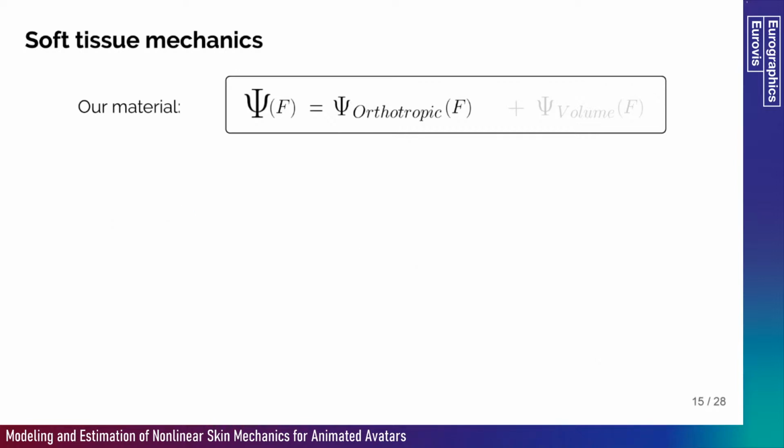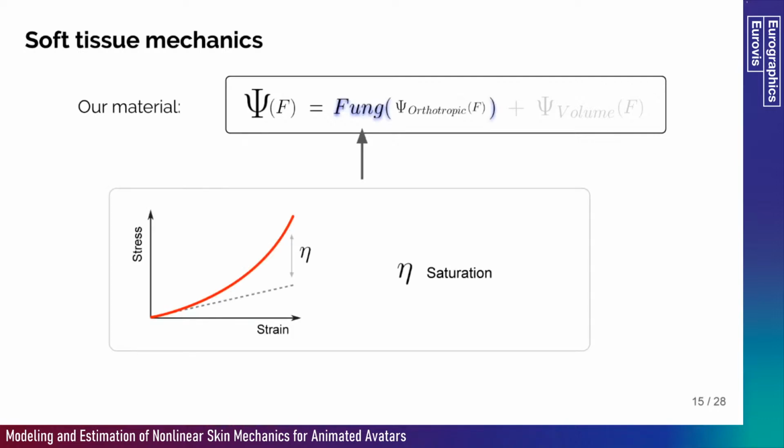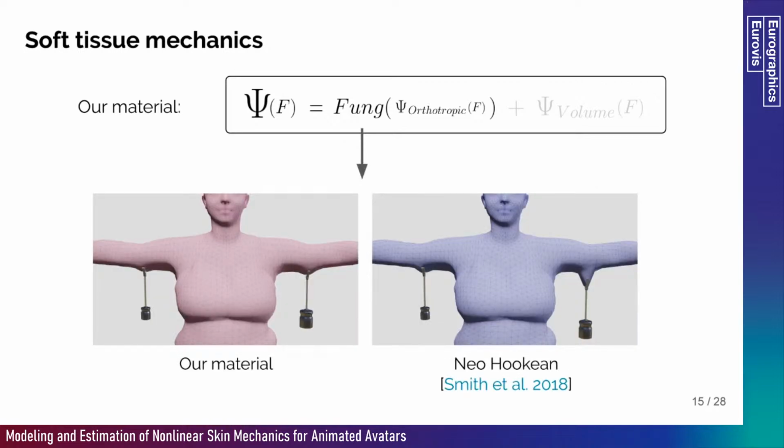Also, to reproduce the transition of skin from soft to stiff, we extended our material with a nonlinear stress-strain relationship. This nonlinearity is controlled by a saturation parameter, which is fixed to a reasonable value. In this comparison, you can appreciate the effect of this nonlinearity. For the same light weight, our material and the Neo-Hookean one are equally deformed. However, notice how the deformation of our material saturates under the effect of heavier weights, showing a higher nonlinear response compared to the Neo-Hookean one.